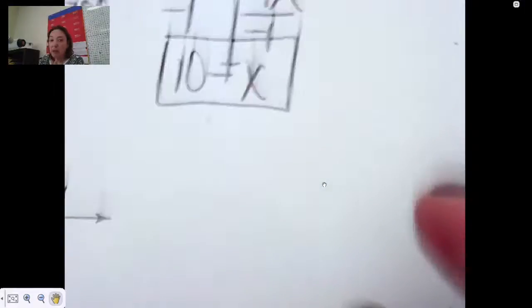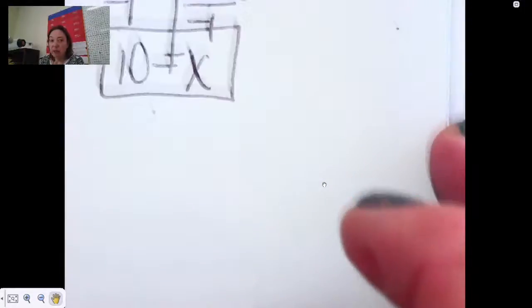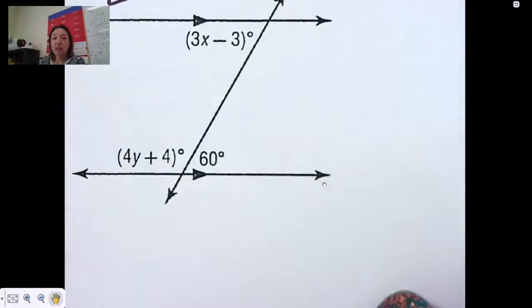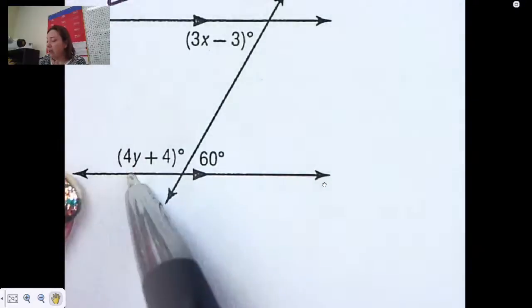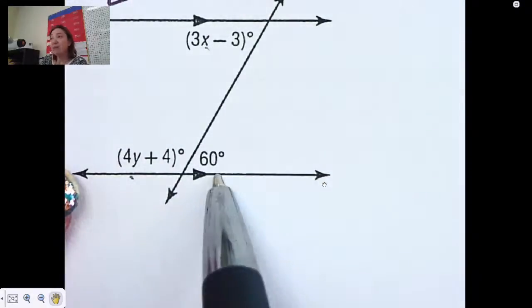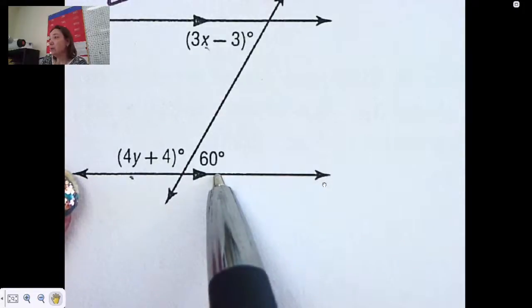All right, so let's look at 22 together. So on 22, I can't find 22. Where's it at? There we go. So on 22, here we have a y, here we have an x. We can't put them together. But here, they made this one easy for us. They just gave us a degree measure.